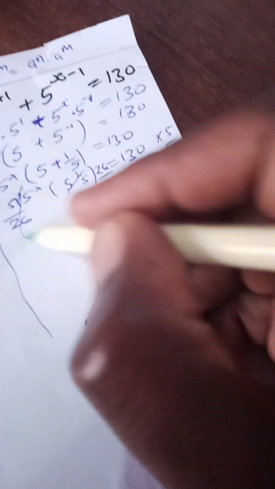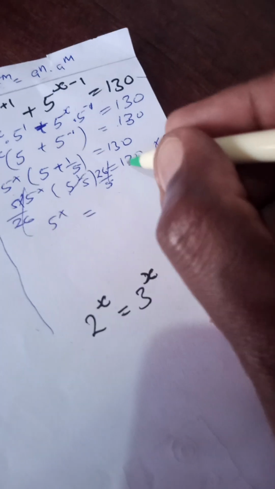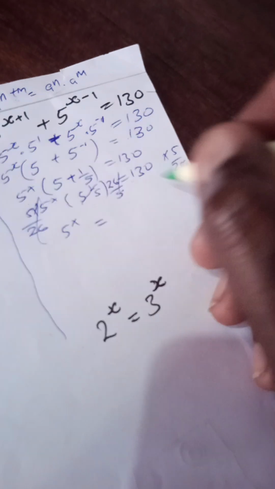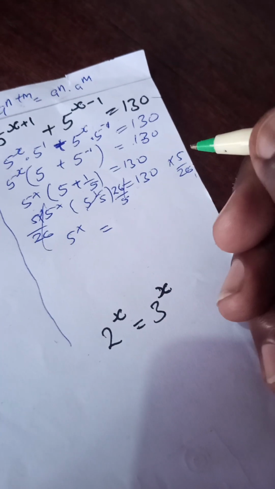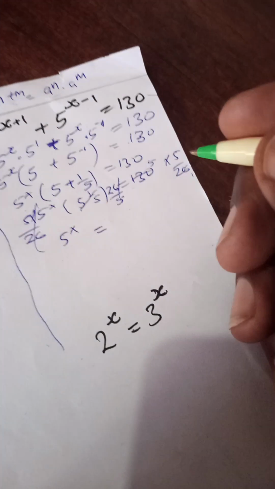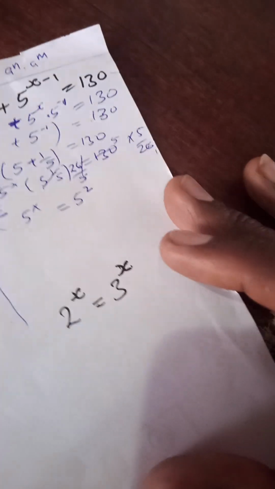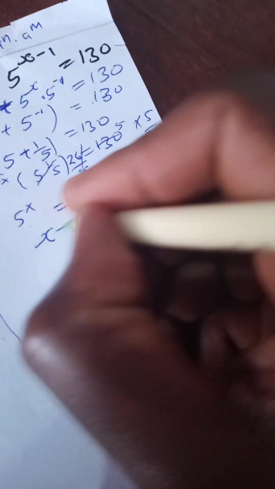So this one goes, and you remain with 5 raised to x is equal to 130 by 26, which is exactly 5. So this is 5. So you get 5 times 5, which can be written as 5 squared, which is still 25. Since the bases are the same, you equate the exponents. x is equal to 2.